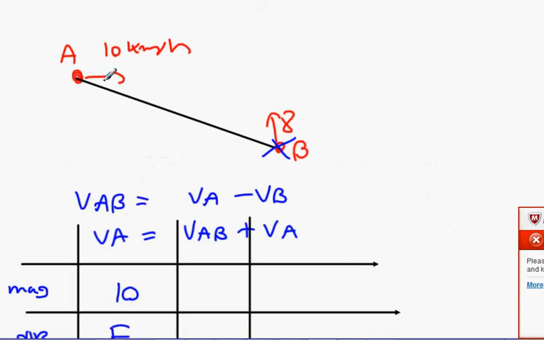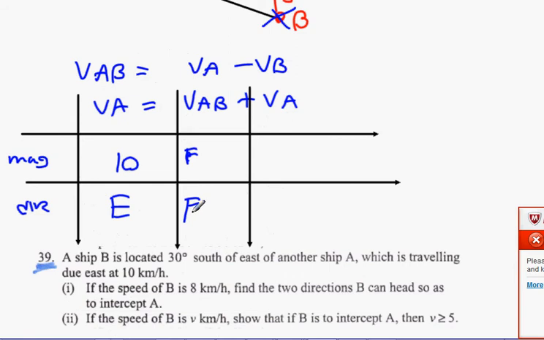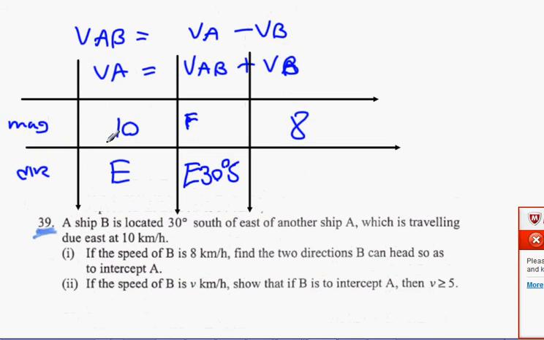What do we know about Phi AB? The velocity of A relative to B. East, 30 degrees, south. Sorry, that's Phi B here. Do we know anything about Phi B? 8. Okay. Let's draw a triangle.